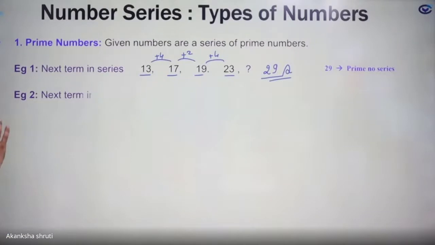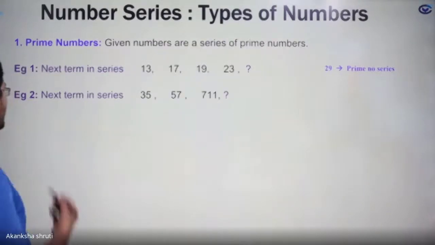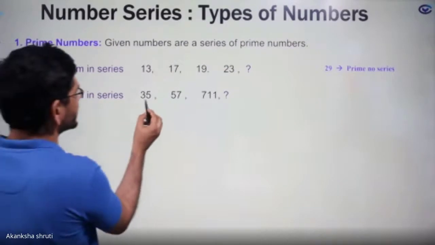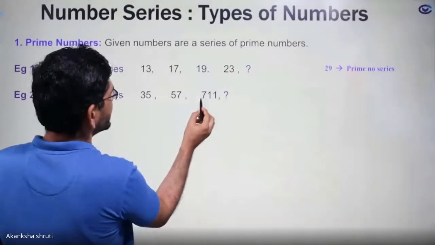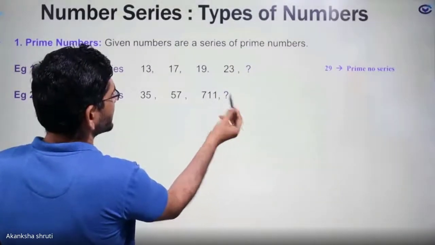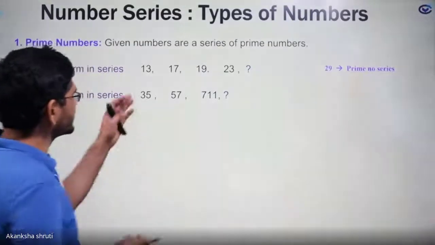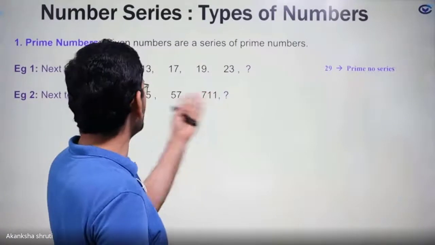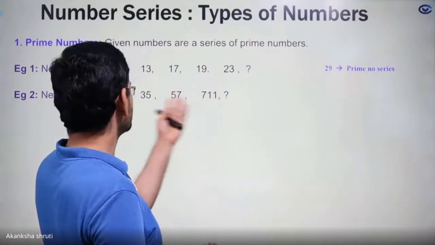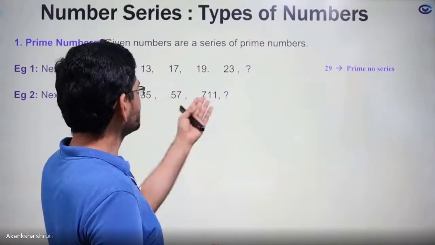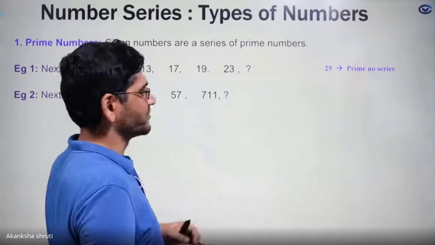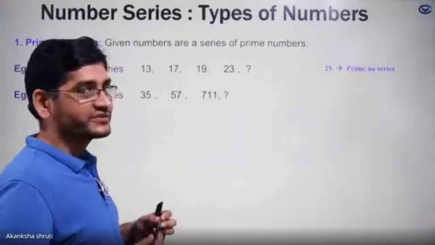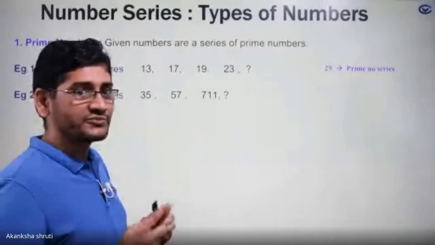Student, please do the next question. Let us come to the next question. We have to find the next term in the series 35, 57, 711, and what is the next? It appears to me only 3 terms are given, and the variation is also not uniform, and it is a very big number. Just in 3 terms, 35 to 711. In such a question, it appears difficult, but it is the easiest if you are able to observe it carefully.